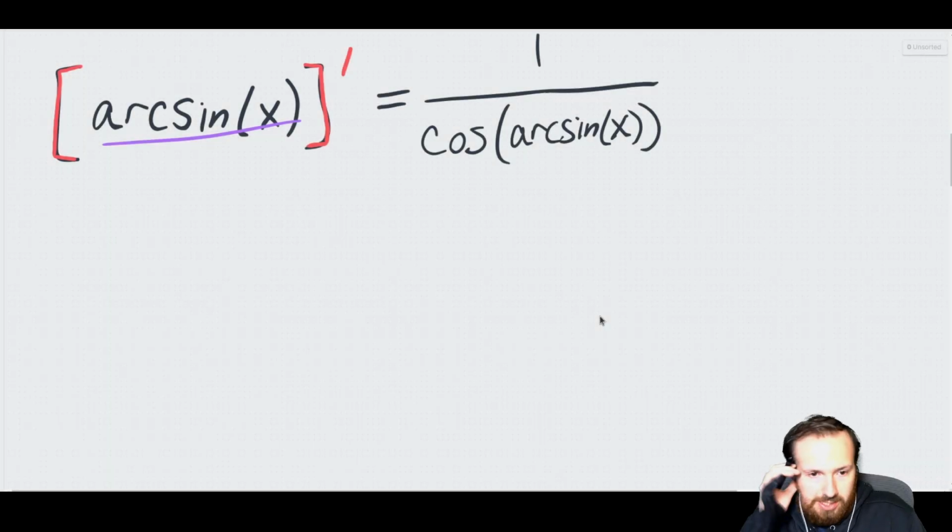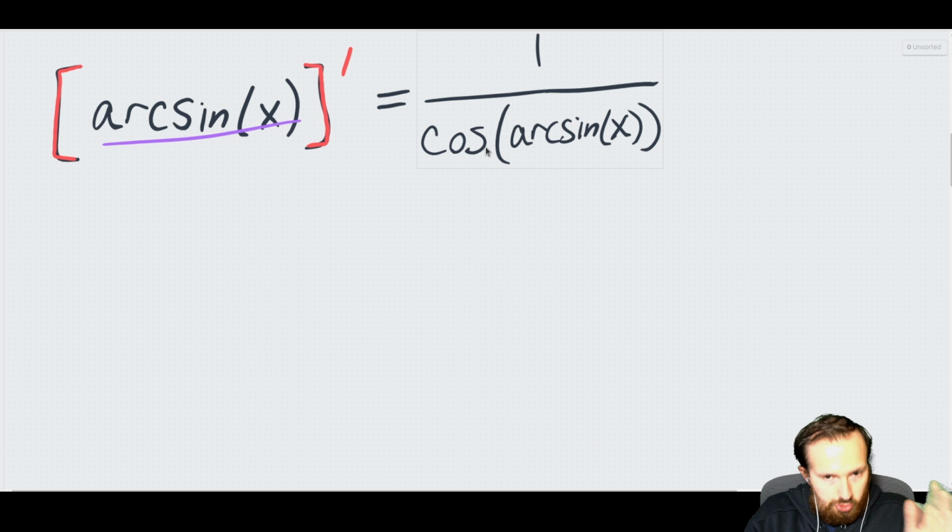So let's actually take a step back and think about what the denominator here is actually saying. We have a trig function on the outside, and then we have an inverse trig function on the inside. Now, think about the inputs and outputs of trig functions and their inverse trig functions. For a normal trig function, the input is always an angle, and the output is always a ratio of side lengths.